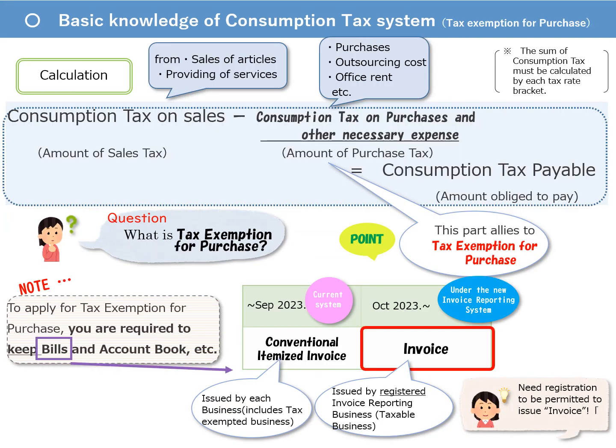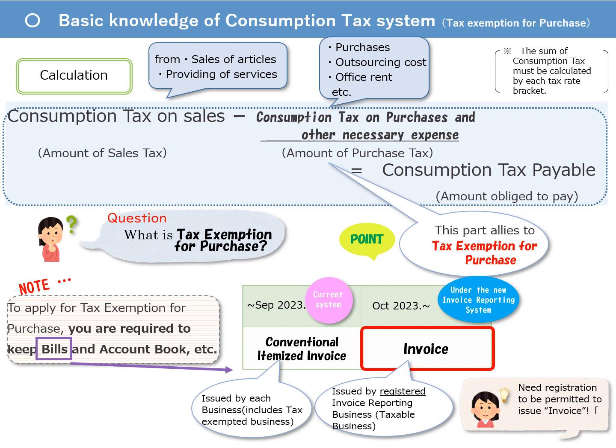Here shows how the calculation of consumption tax the business must declare and pay goes. Deduct the amount of consumption tax paid for necessary expenses or purchases for materials from the amount of consumption tax imposed on selling price. That leaves the amount of consumption tax you are obliged to pay.